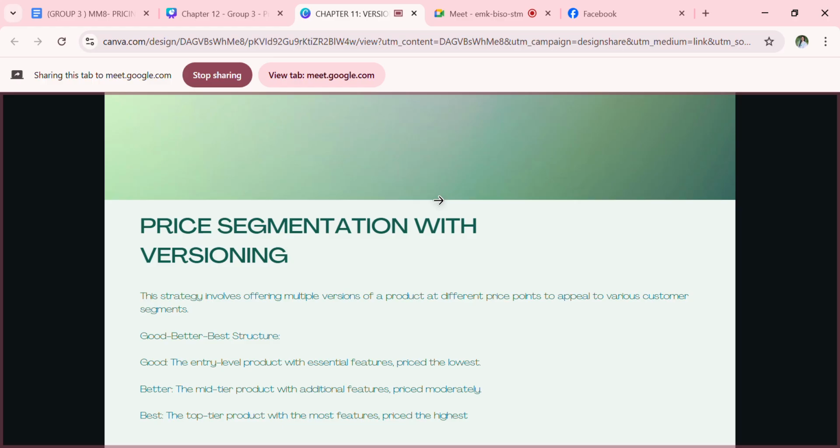So, while it might be tempting to push all customers towards the most expensive versions, businesses should avoid leaving gaps in the lower market segments, as this could allow competitors to offer low cost alternatives.